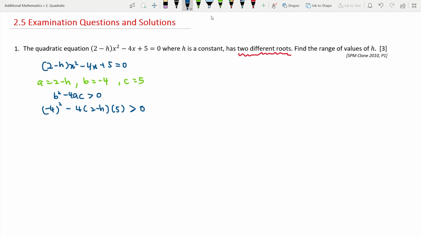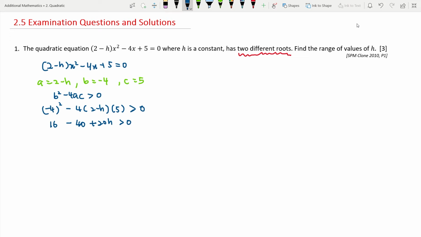Then we expand the inequality. Negative 4 squared, we get 16. For this part, we multiply the 4 and the 5 first, then only multiply with 2 minus h. 4 times 5, 20. 20 times 2, 40. 20 times h, we get 20h. And negative, we get a positive. And it is greater than 0.